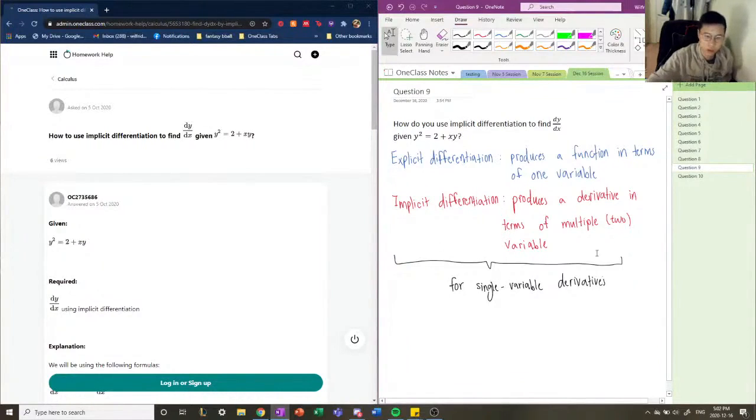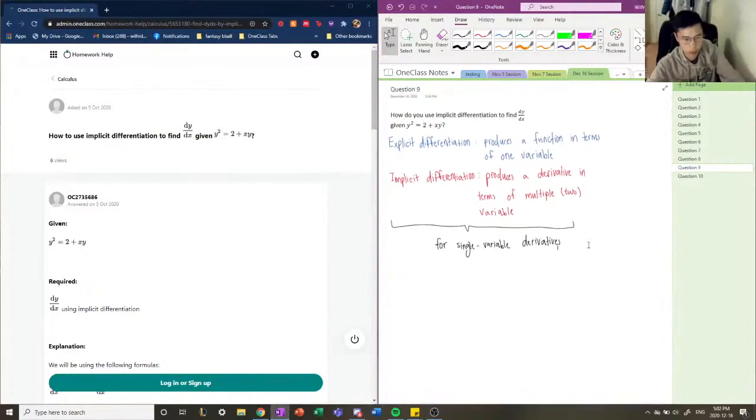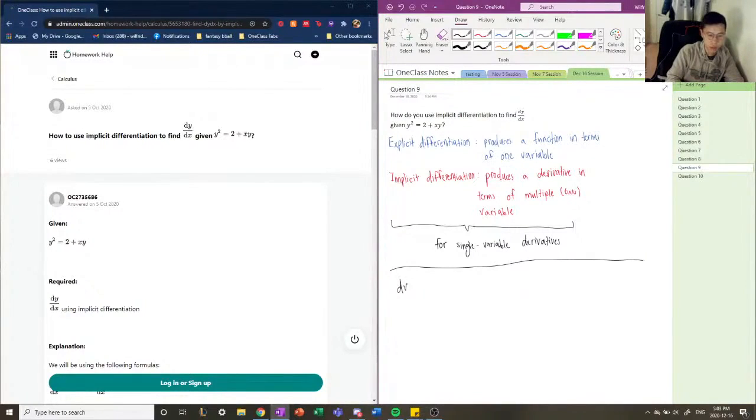Okay, cool. So how do we calculate using implicit differentiation? We're still going to differentiate in terms of dy over dx. When we approach anything with a y squared, we'll just put y prime or dy over dx instead. I'll just go through the example and it'll be clearer to you guys. So let's calculate dy over dx of y squared equals 2 plus xy.